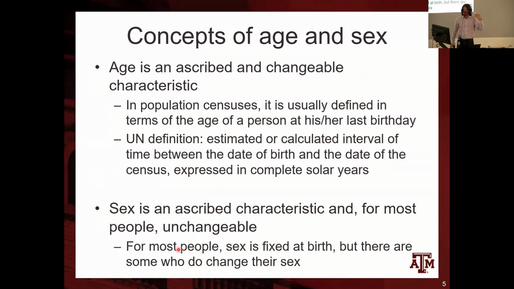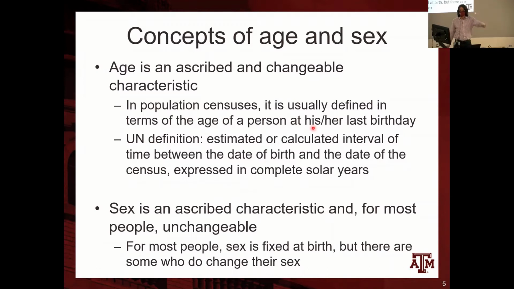So just to explain what exactly is age, what exactly is sex, what are these variables, what is the concept? We have to understand the concept in order to be able to measure it. Age is an ascribed and changeable characteristic, usually in population censuses, also called demographic censuses. It is usually defined in terms of the age of a person at his or her last birthday.